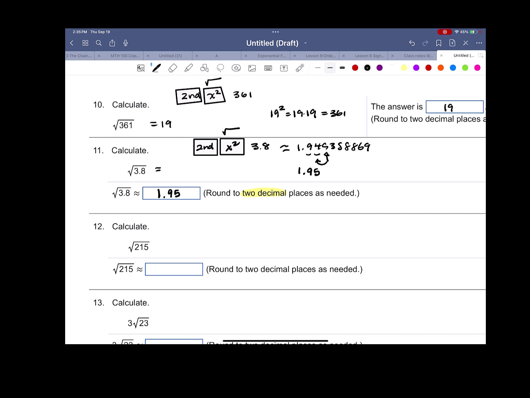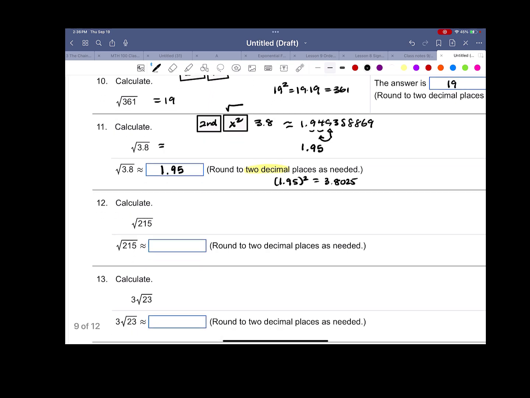1.95. Now, if we square 1.95 it's not going to be exactly 3.8. And that's because we rounded. In fact, it comes out to 3.8025 because we have a little rounding error, but it is close enough to 2 decimal places.